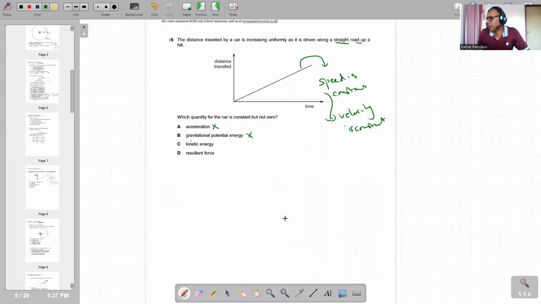Et là, moi, il y a un problème, parce que si nous regardons bien, kinetic energy, half mv squared, est constant. Half is constant, m is constant. Resultant force, non, resultant force est zéro. Pardon. Which quantity of the car is constant but not zero? Resultant force is zero. The kinetic energy is constant. Seule réponse qui pourra entrer là, c'est kinetic energy constant.